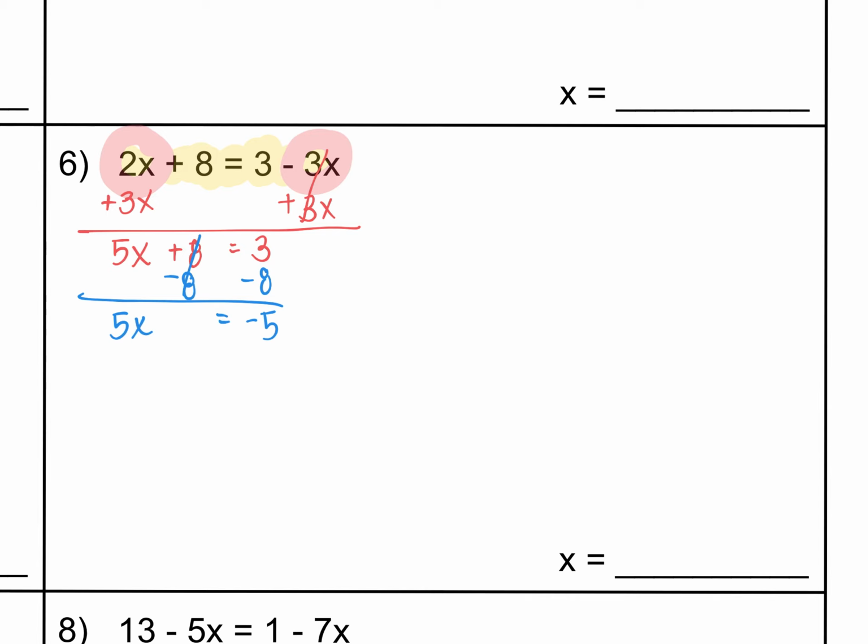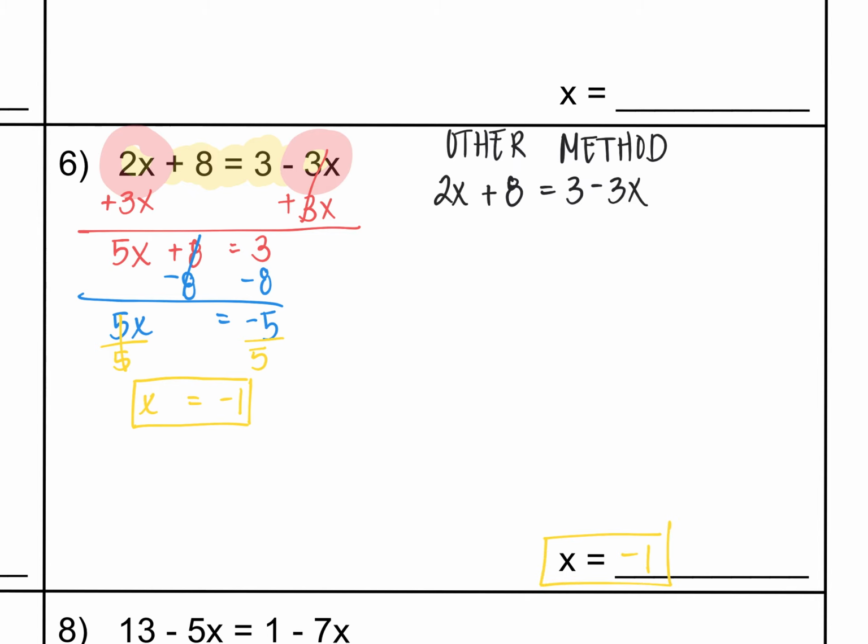We have x multiplied by 5, so we can divide by 5 on both sides, and we have x equals negative 5 divided by 5, which is negative 1. So our solution is x equals negative 1.